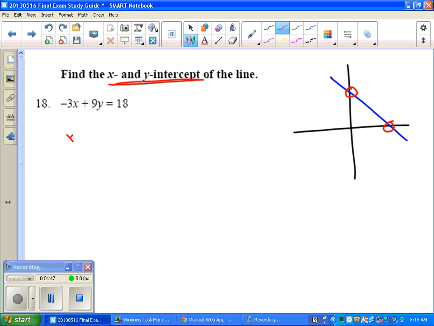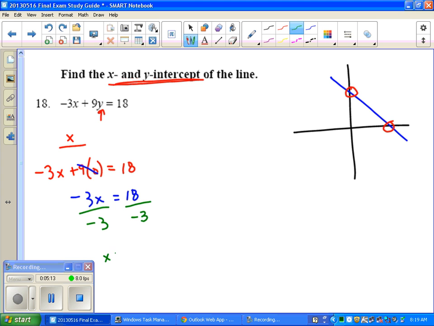If we're looking for the x-intercept first, you just plug in 0 in place of y. So -3x plus 9 times 0, it's just going to eliminate it. This is all it's going to do, equals 18. Anything times 0 just makes it plus 0, which eliminates it. So negative 3x equals 18. And then get x by itself by dividing by negative 3 since it's multiplying. You do it to the left, do it to the right. X equals negative 6. So this is your x-intercept, equals negative 6.